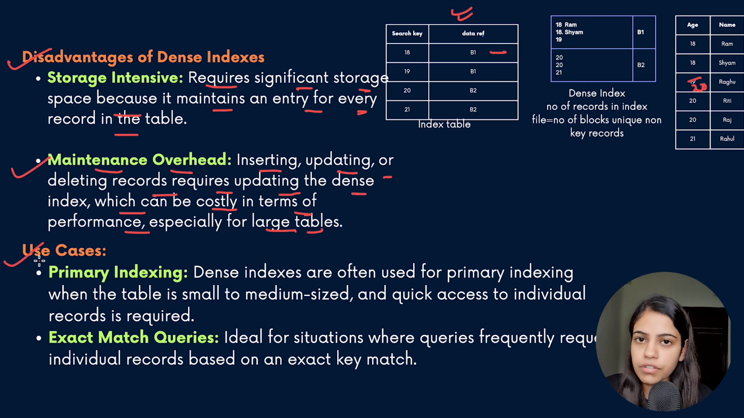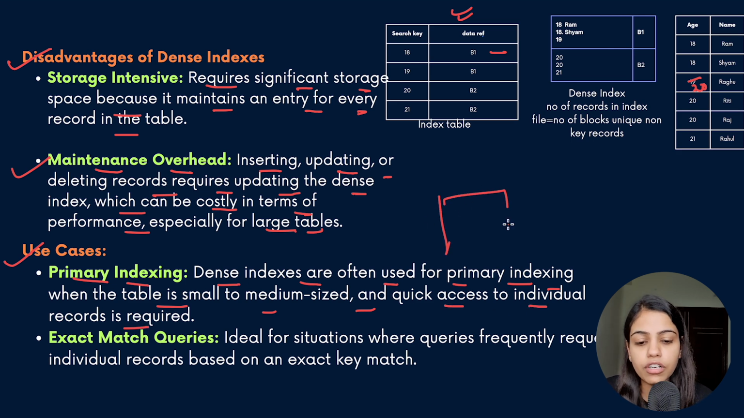So what are the use cases of dense indexing? First is primary indexing. Dense indexes are often used for primary indexing when the table is small to medium size and quick access to individual records is required. Whenever we want quick access to individual records, we can use a dense index because it has an entry for each and every record present in our table.